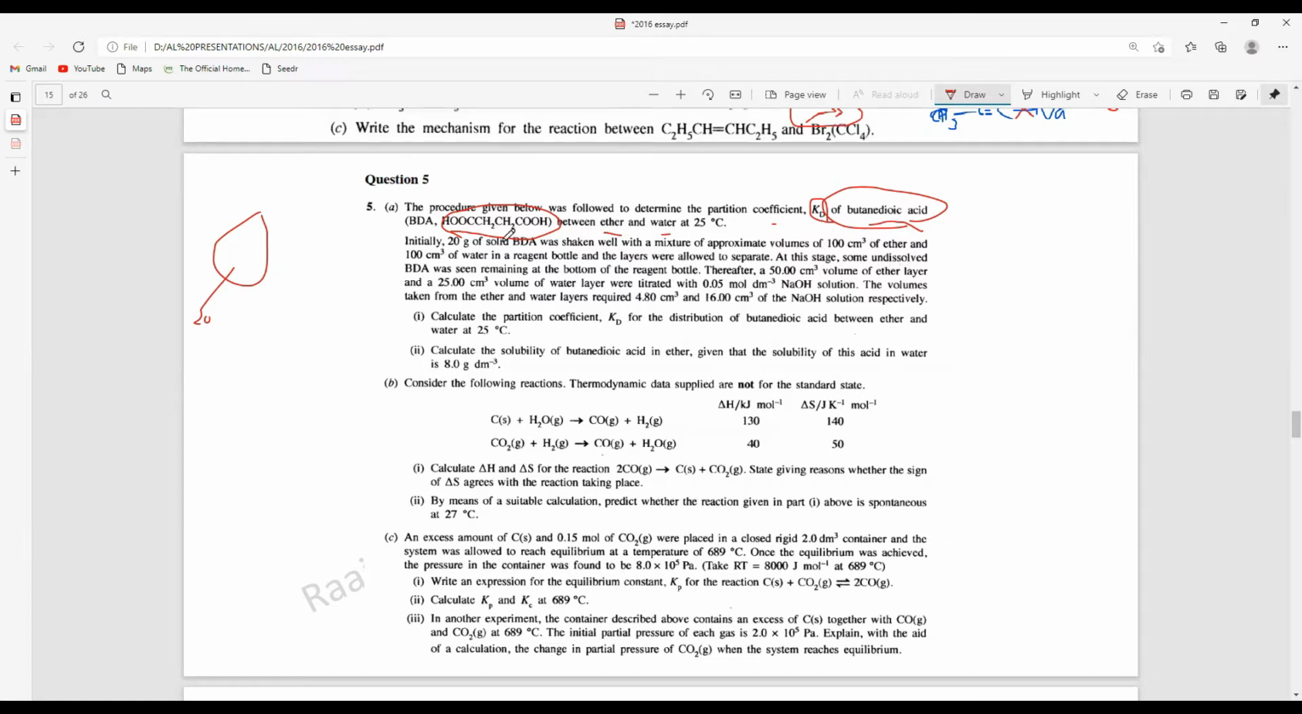At this stage, some undissolved BDA was seen remaining at the bottom layer of the reagent bottle. Thereafter, 50 cubic centimeter of the ether layer and 25 cubic centimeter of the water layer were titrated with 0.05 M NaOH solution, and the volumes are given as 4.8 and 16. Calculate the partition coefficient Kd for the distribution of butane dioic acid between ether and water at 25 degrees Celsius. Calculate the solubility of butane dioic acid in ether, given that the solubility of the acid in water is 8 grams per cubic decimeter.